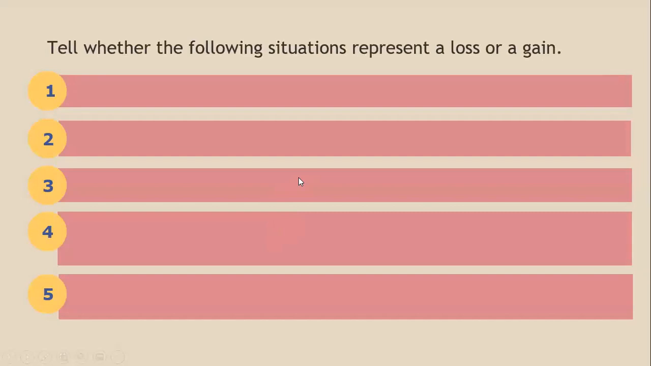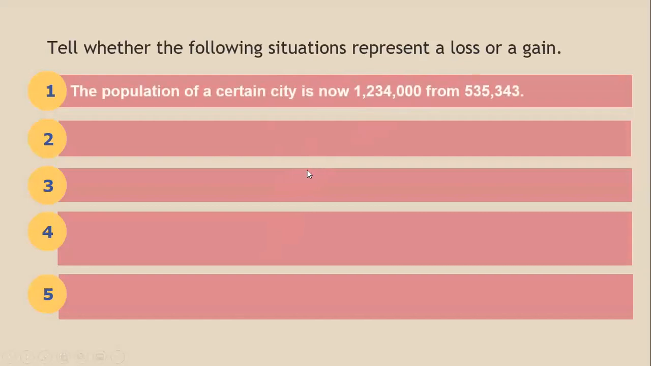For our first task, let's tell whether the following situations represent a loss or a gain. We will be using this concept in our lesson for today. The population of a certain city is now 1,234,000 from 535,343. So sabi, galing siya sa 1,234,000, kumonti, naging 535,343. So this represents a loss.